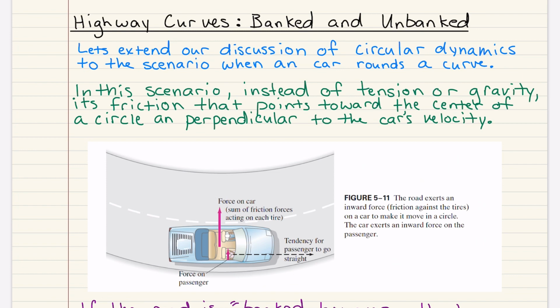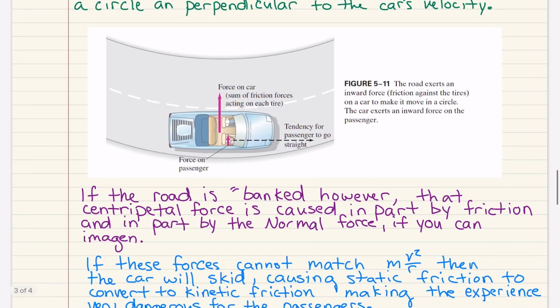And of course, you know that there's some inertia that wants to make you keep going straight, because everyone listening to this video has probably taken a sharp turn at some point and felt your body want to continue in its linear velocity, but the car kind of forces it in. Now, what forces the car in? The answer to that question is friction. The road exerts an inward force on a car to make it move in a circle. The car exerts an inward force on the passenger. If there was no centripetal friction force, then when you try to turn, the car would just keep sliding forward in its linear velocity, and it wouldn't turn. So that is if the road is a level surface.